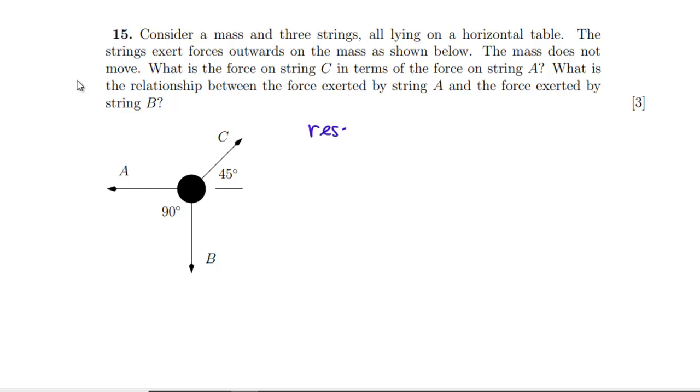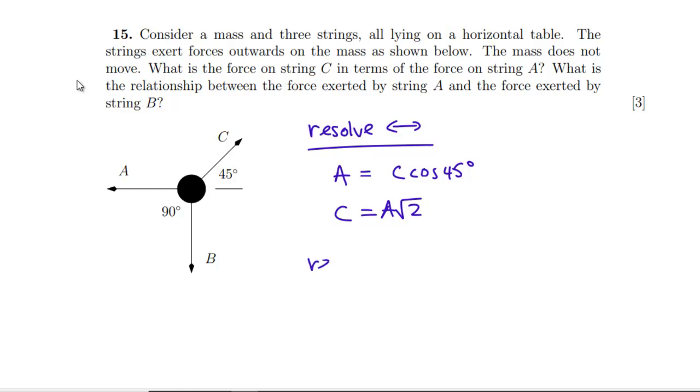So let's resolve in the left-right direction, because then it takes B out of the equation. So we'll have that A is equal to C cos 45 degrees. So C is going to be equal to √2 multiplied by A. So that's fine. What's the relationship between the force exerted by string A and the force exerted by string B?